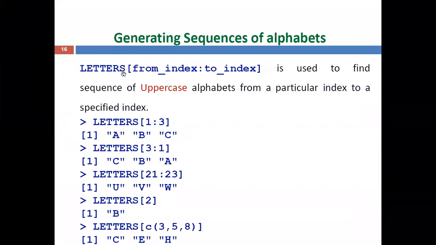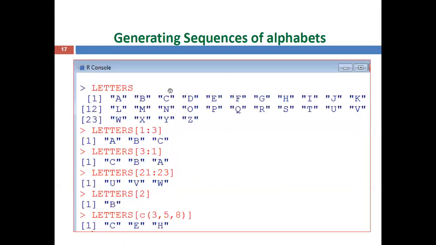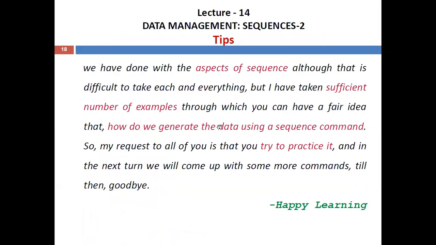Then using LETTERS from index to index, use it to find a sequence of uppercase alphabets from a particular index to a specified index. What we demonstrated, these are all the examples. Then you can see the particular range and direct values that we have executed. Those screens are included here. Okay, that's all about sequences.